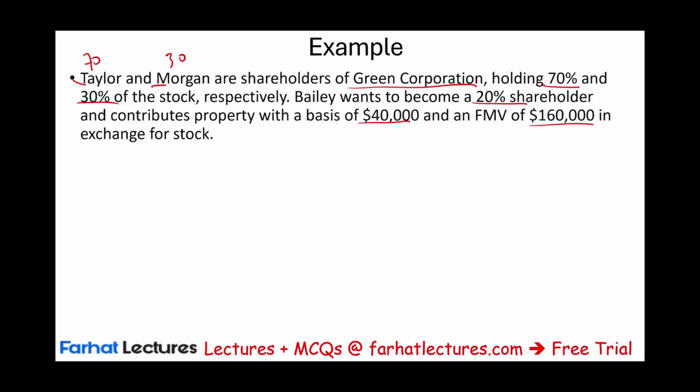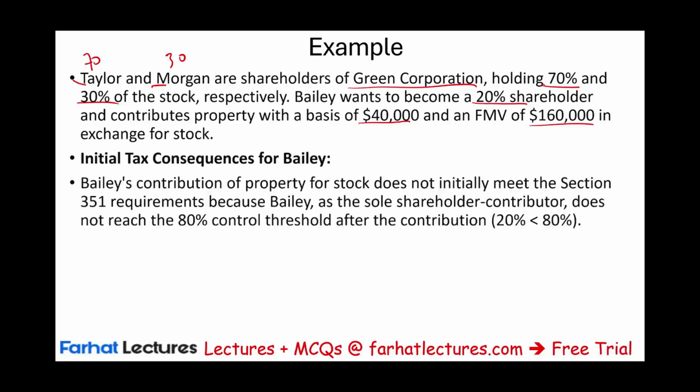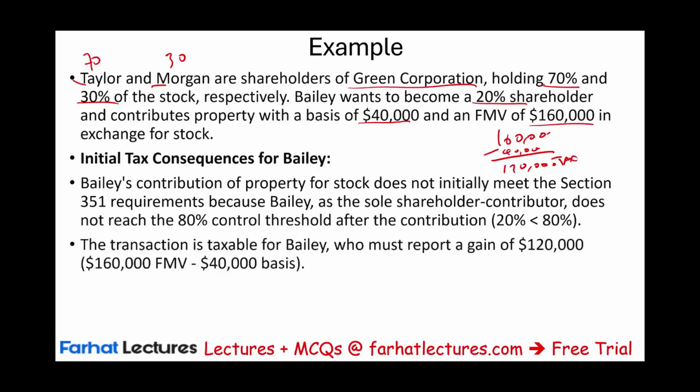Let's assume Bailey said, okay, great. Taylor and Morgan agree. They give them 20% and they contribute the property. What are the tax consequences? Well, after the contribution by Bailey, there are tax consequences because Bailey controls only 20%. What does that mean? It means if they have a property with a fair market value of 160, basis of 40, guess what? They're going to be taxed. It's as if they sold it, and they will be taxed because Section 351 is not met.